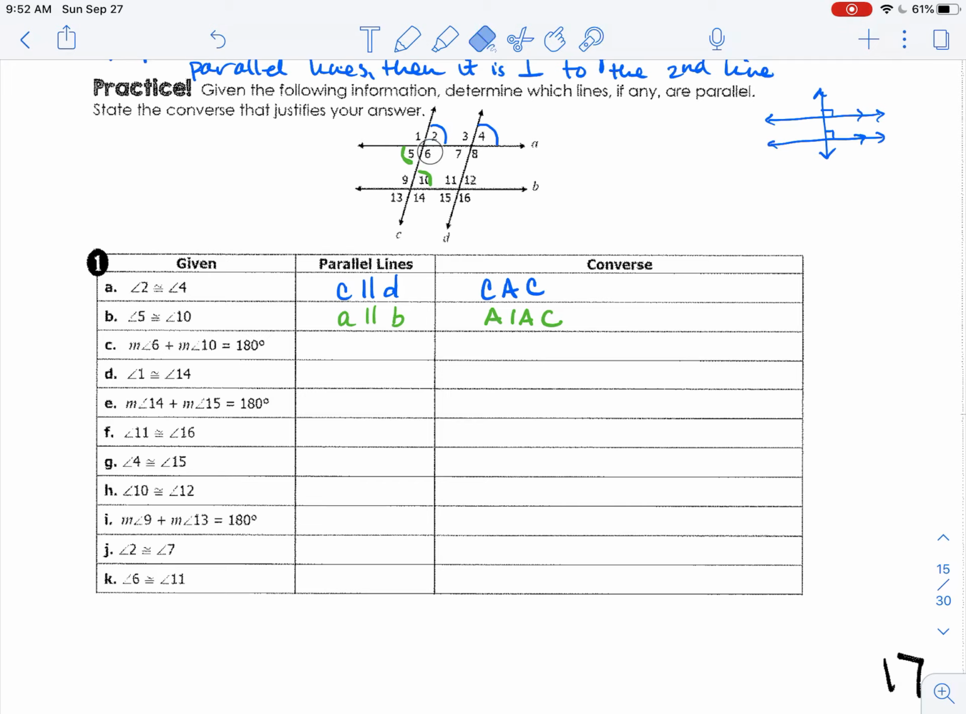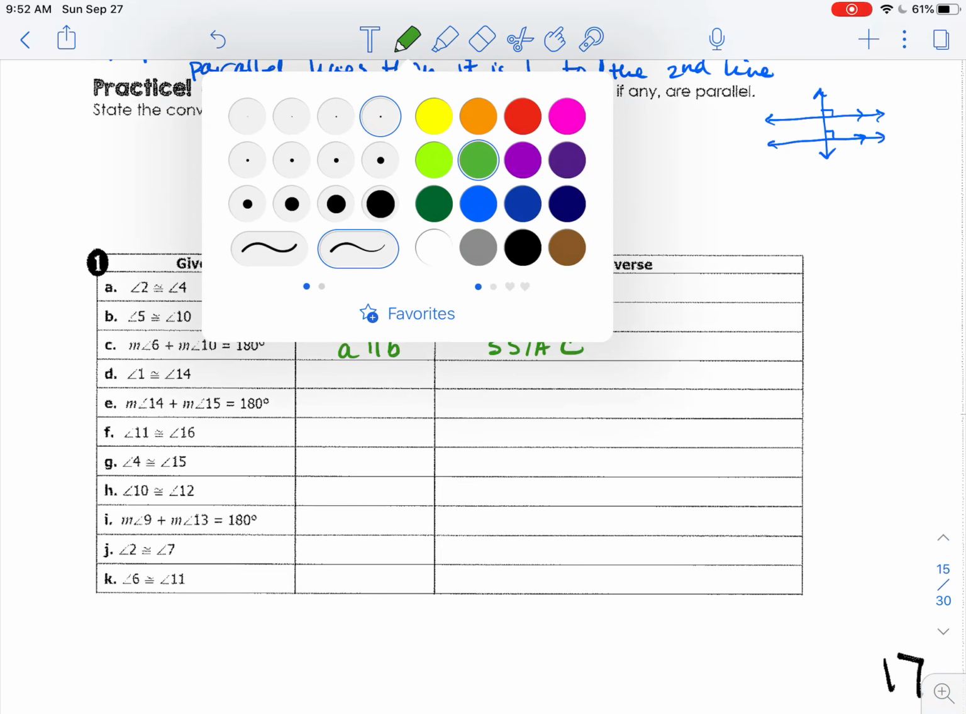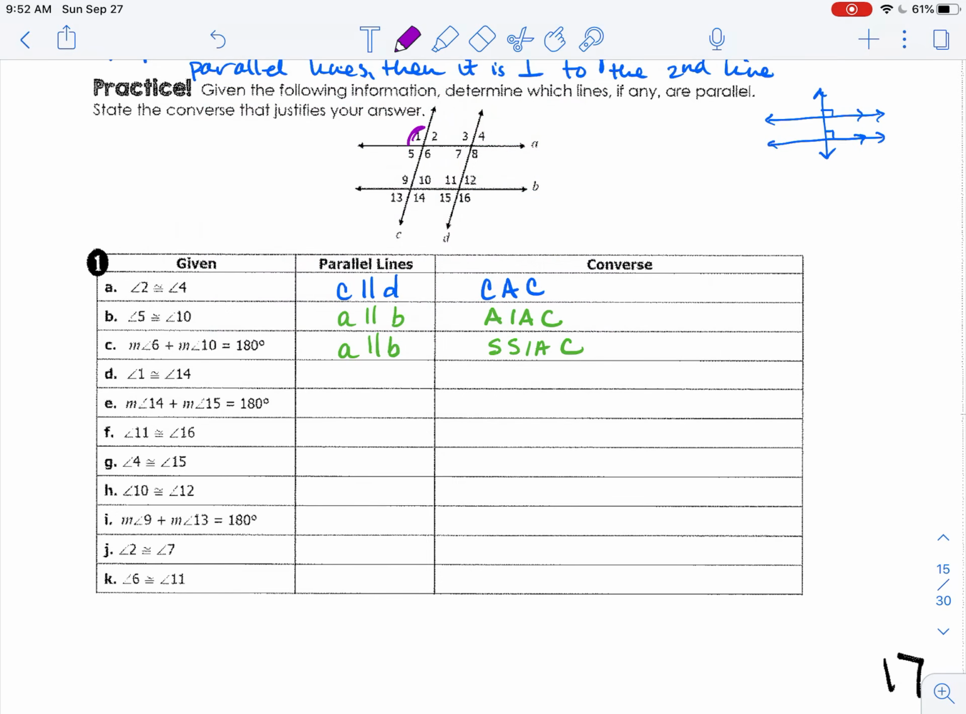All right, the measure of angles 6 and 10. So now I'm looking at 6 and 10. Let's see. All right, so we've got same side interior. This is my grouping and this is my grouping, so these are my parallel lines. A is parallel to B, and these are supplementary. So this is the same side interior angles converse. All right, let's take a look at the next. The measure of angle 1 is congruent to angle 14. So I'm looking at 1 and 14. Again, here's my grouping and my grouping, so I'm showing that A and B are parallel.